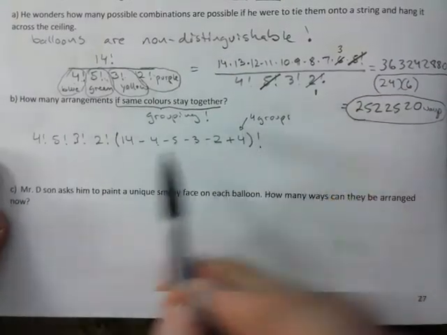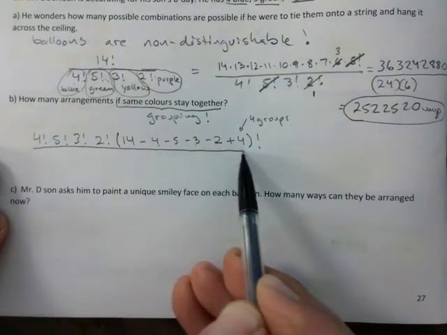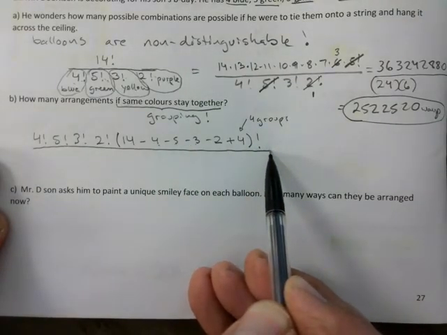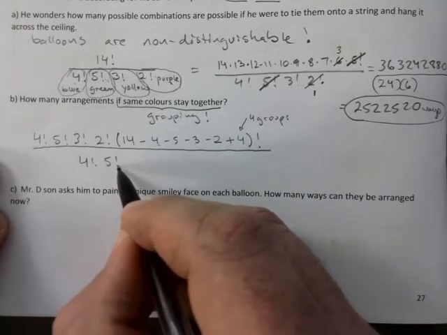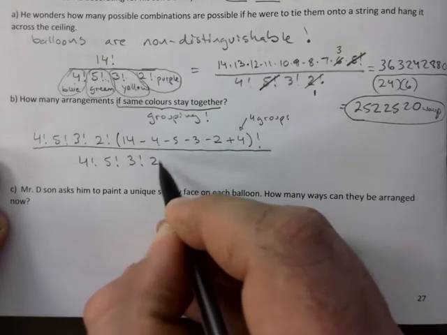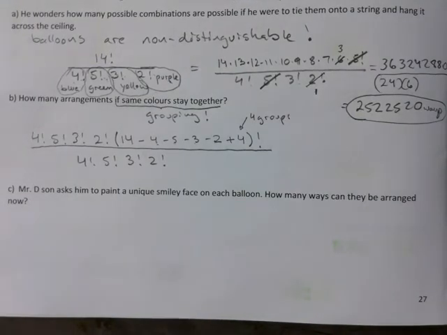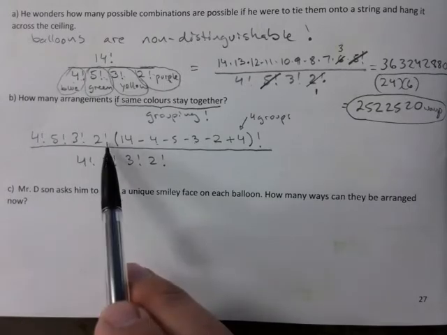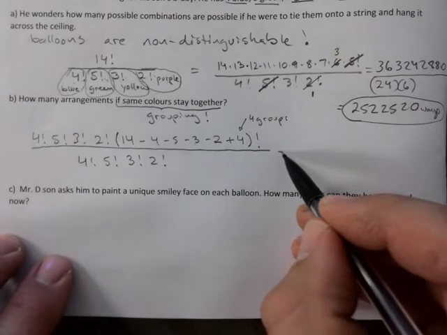And watch this. Are you ready for this on a Monday morning? We still need to divide out the repetitions. We still need to do that. So 4 factorial, 5 factorial, 3 factorial, 2 factorial. Do you see something interesting that's happening here? These are actually all going to cancel out. So watch this. Let's clean this up.